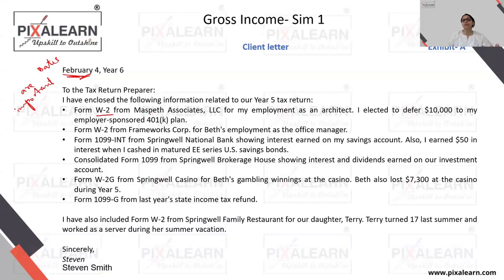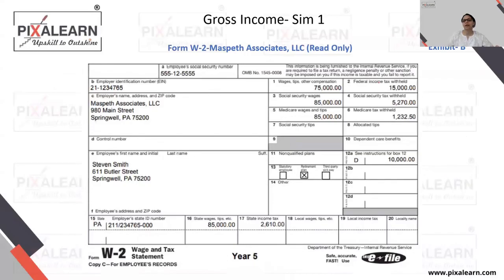I have enclosed the following information relating to our year 5 tax return. There is a W-2 from Maspeth Associates LLC for my employment. So this was the husband, if you recall, as an architect. I elected to defer $10,000 to my employer-sponsored 401k plan. Okay, which data am I going to take? Can you see what he's saying? That he earned 85,000, he put 10,000 in the 401k, and he received $75,000 as the figure net of deduction.